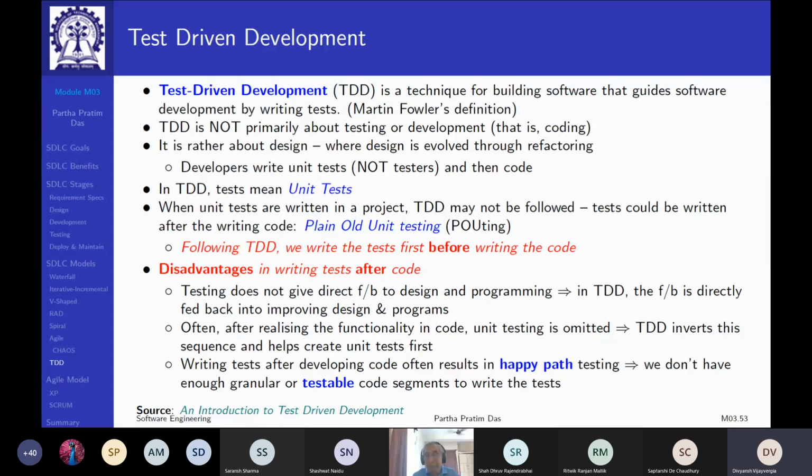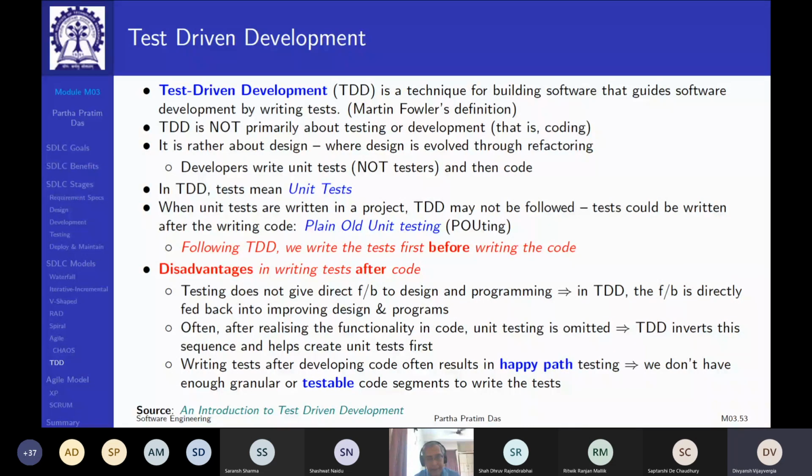And TDD is not about testing or development. Rather, it is about design, right? Because the design evolves through refactoring. You have done something, you are modifying it. Run something, modifying it. Developer writes unit tests, and mind this word, developers, not testers. It's not like the classical concept that developers do something and then there's a separate group of people who test. No. Developers are the best testers. So developers write the tests, unit tests, and then they code to satisfy the unit tests.